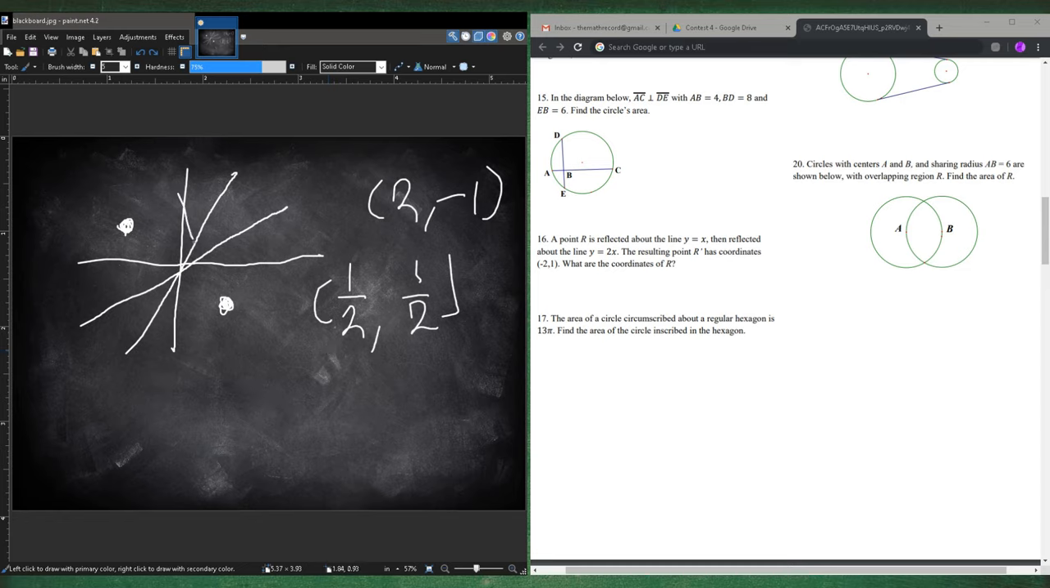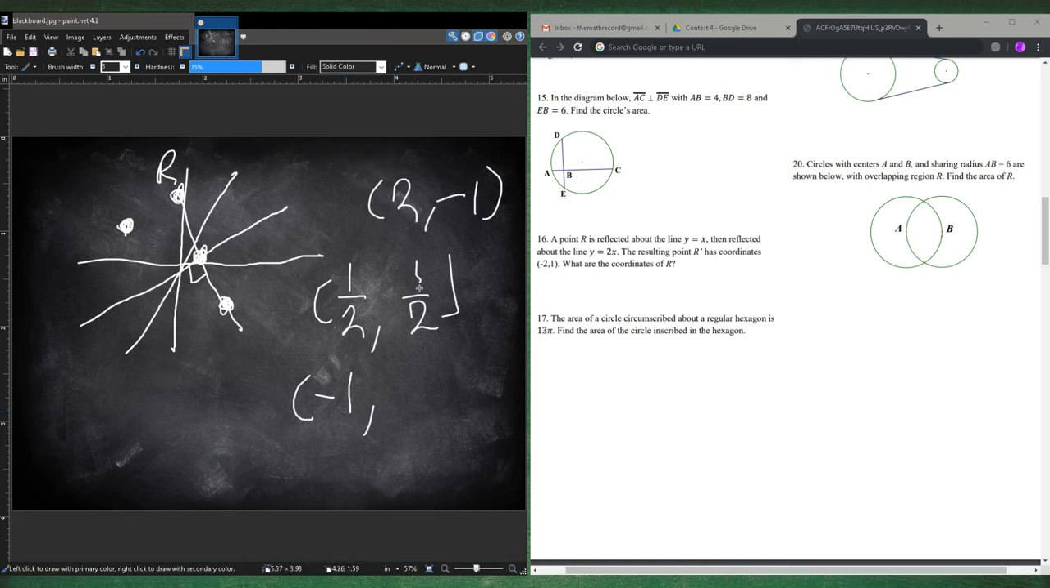So we're going to draw that line again. That's perpendicular. We have this point and this point, which was reflected from here, so this is the original point R. We just need to find R. This point is (1/2, 1/2) and this one is (2, -1). From 1/2 to get to 2, you add 3/2. So from 1/2 now you subtract 3/2: 1/2 minus 3/2 is -2/2, which is -1.